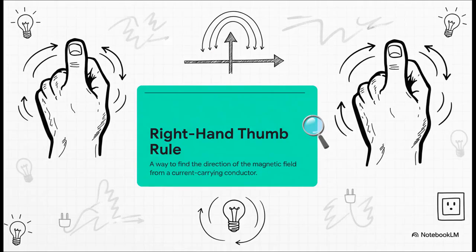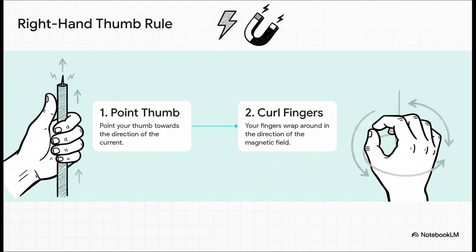But wait, which way are these circles going? Clockwise or anti-clockwise? We don't have to guess. There's a super simple trick for this, a real hack. It's called the right-hand thumb rule. Come on, everybody, do this with me now. Hold your right hand up, pretend you're holding the wire. Now point your thumb in the direction of the current. And look, the way your fingers are curling, that's the direction of the magnetic field. Ekdam simple, Anna. This is a guaranteed mark score, I'm telling you.